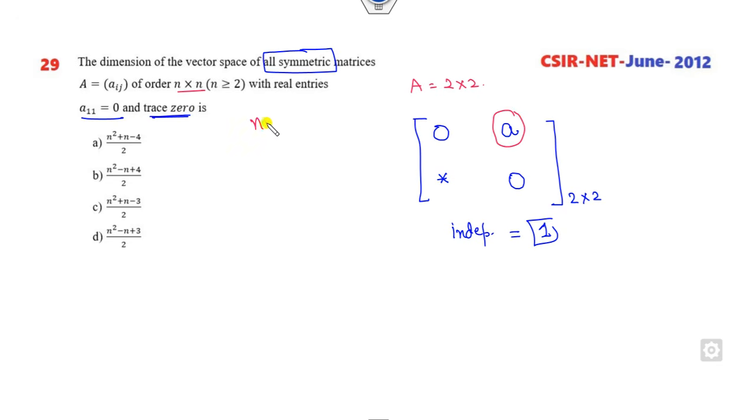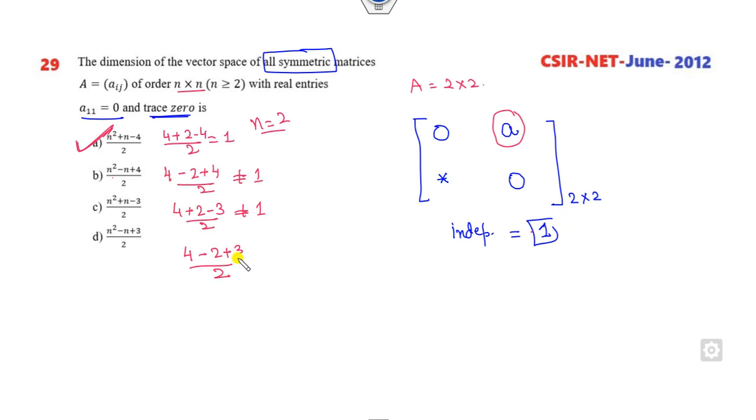So now I take n is 2. I can substitute here, check whichever answer is 1. So it is 4 plus 2 minus 4 over 2, which is 1, correct answer. Because there is only one correct option, that is over. But we can check others also. 4 minus 2 plus 4, which is not equal to 1. 4 plus 2 minus 3 over 2 is not equal to 1. 4 minus 2 plus 3 is again not equal to 1. So the right answer is only A.